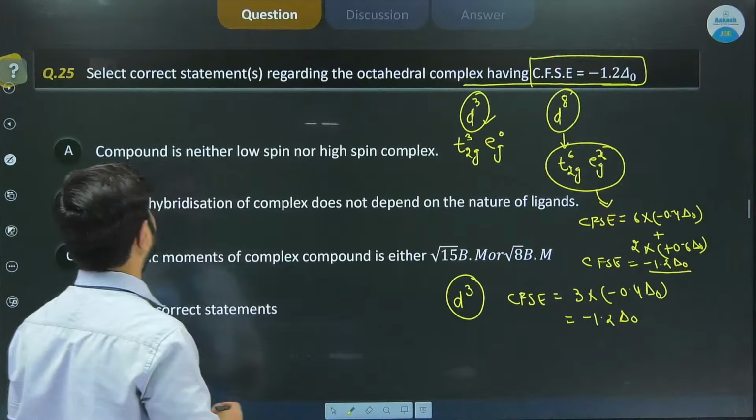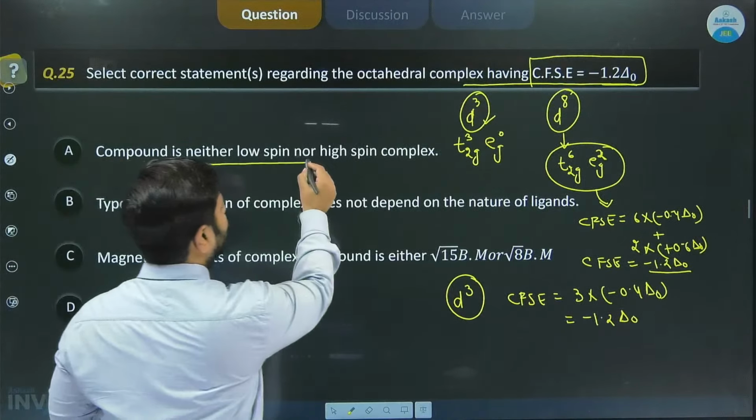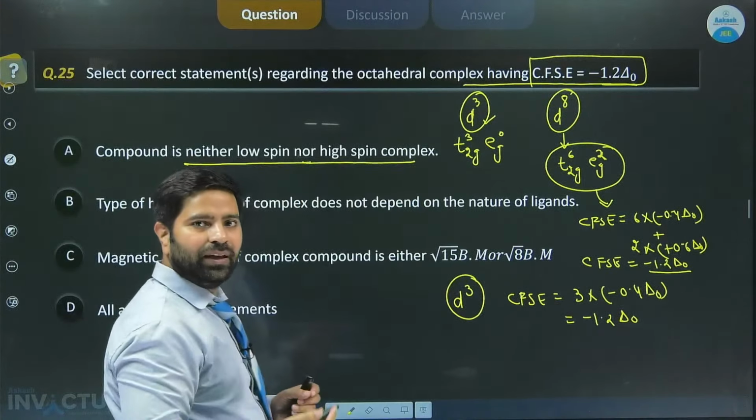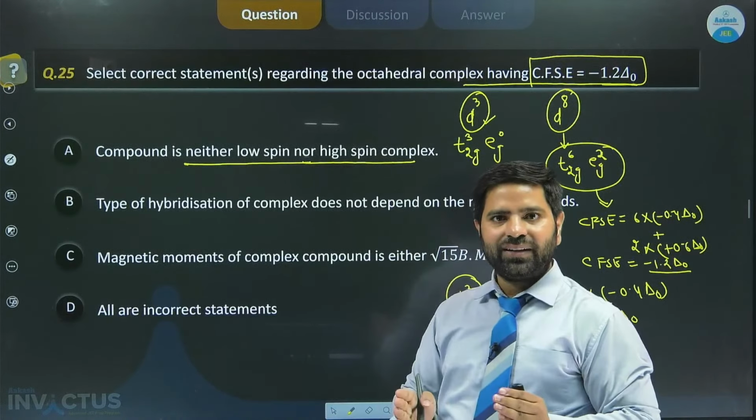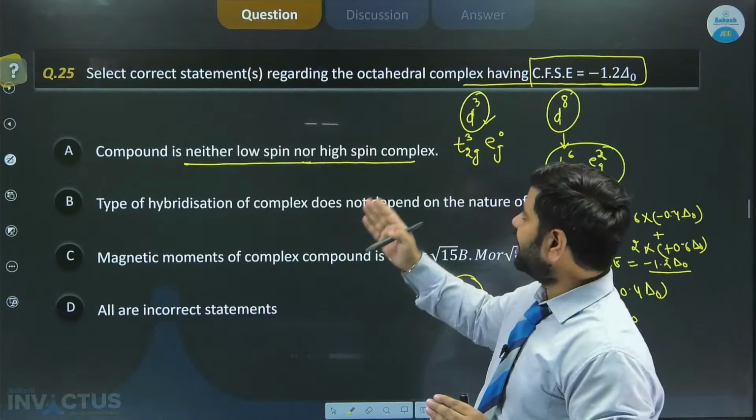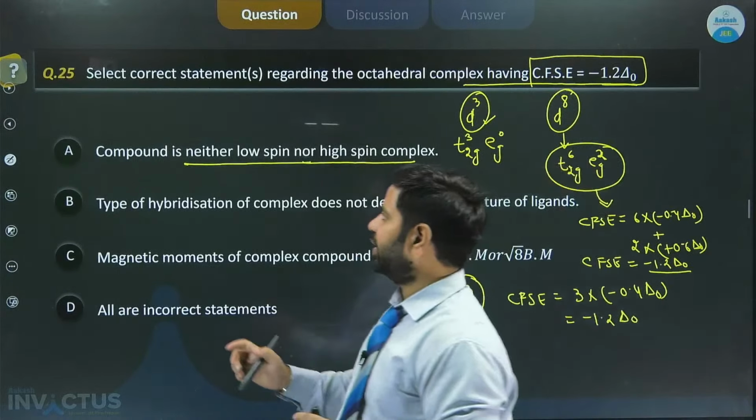Now let's check the option. Compound is neither low spin nor high spin complex. Yes, because it does not depend on the nature of ligand. So we cannot comment on the low spin or high spin complex. It is a correct option.